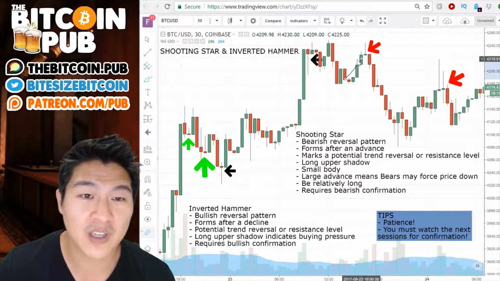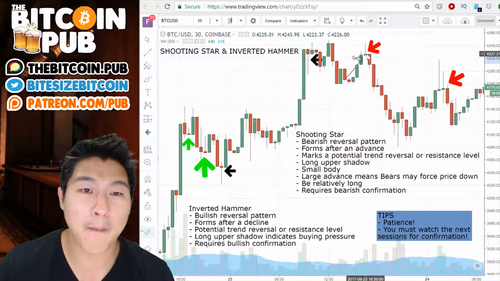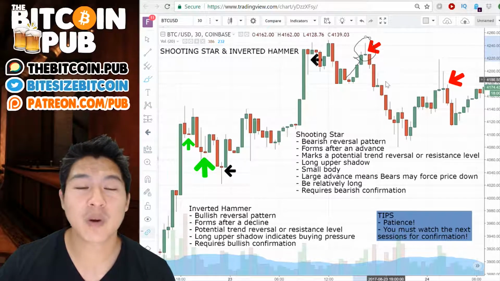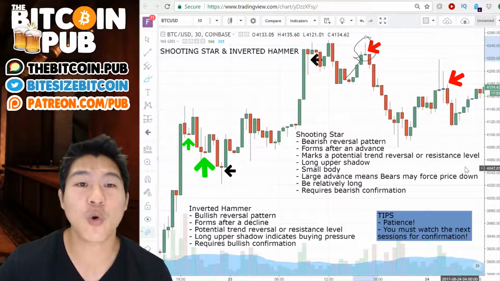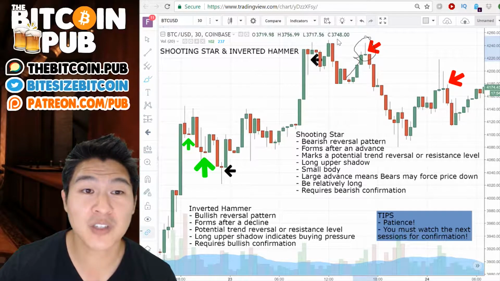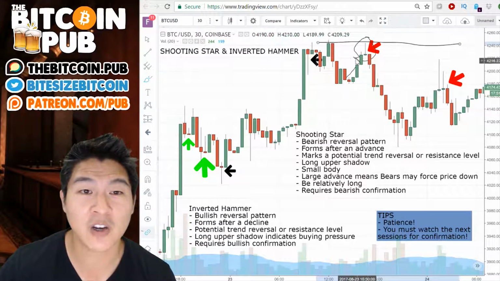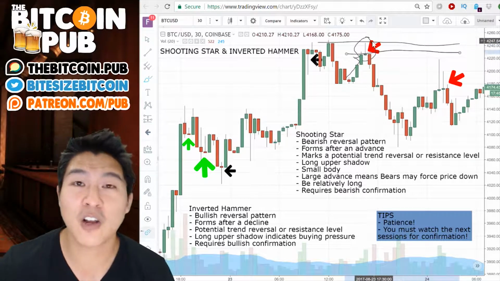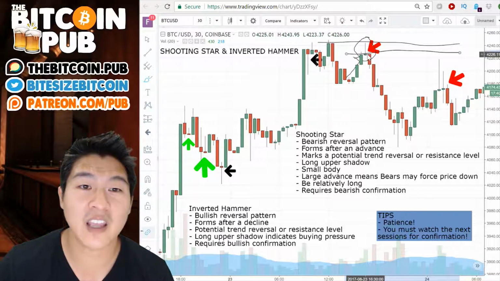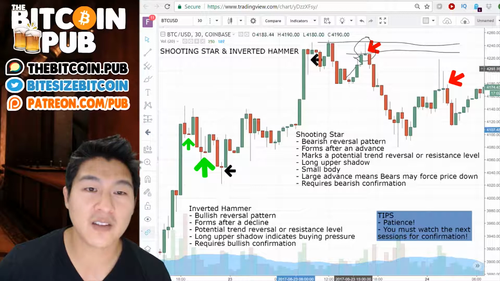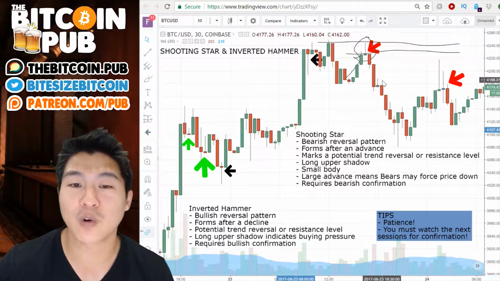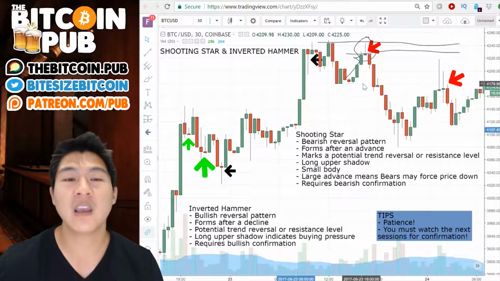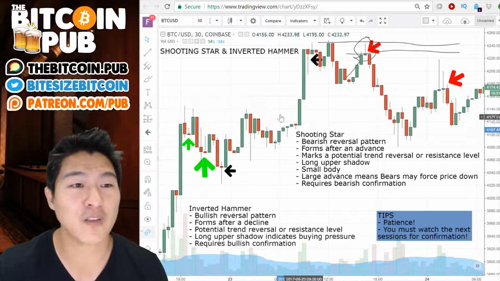So what we have here is we have an advance and booyah, we have this shooting star all the way up here. What this shooting star represents is a potential trend reversal or a resistance level. And it makes pretty good sense here because we could have a resistance level here or a resistance level here. Not a big deal. It has a long upper shadow, which is what you see here, and a very small body. And a large advance, this large advance means the bears might force the price down. And once again, just like the hammer and just like the hanging man, a shooting star requires a bearish confirmation.